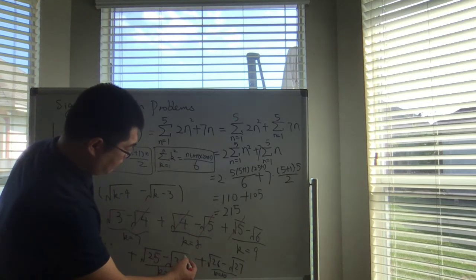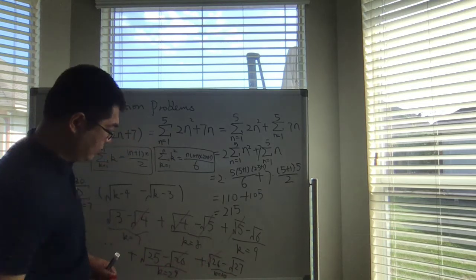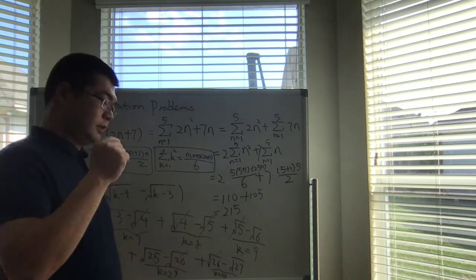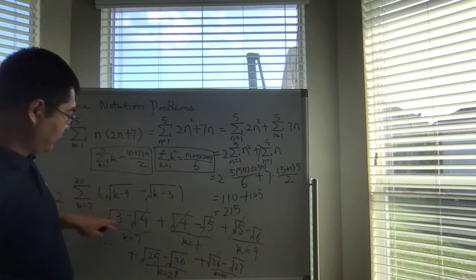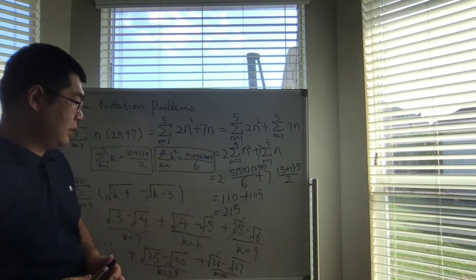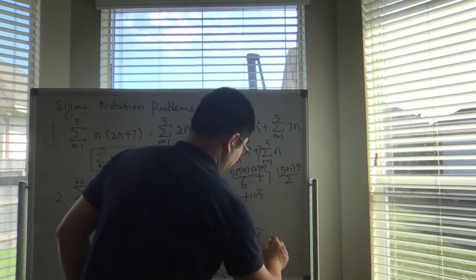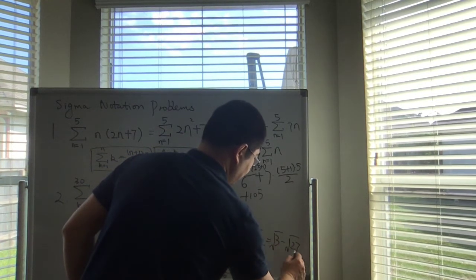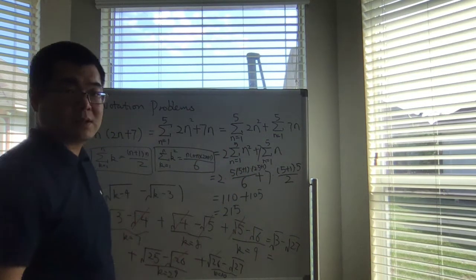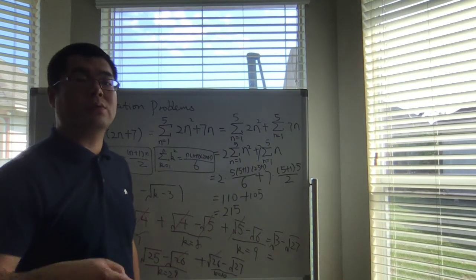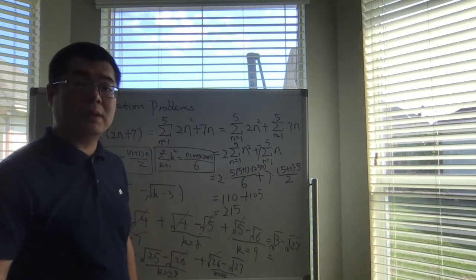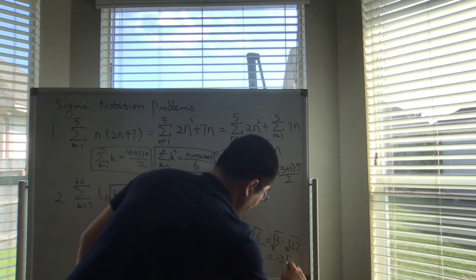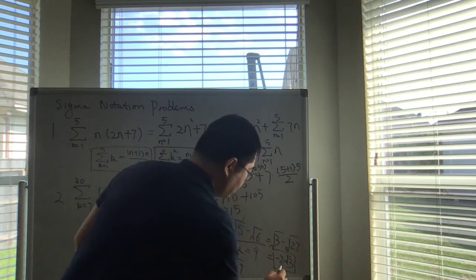This negative square root of 26 and positive square root of 26 also cancel out. So there are only 2 survivors for this summation, which is the first one and last one, okay? And if we put them together, they're gonna give us square root of 7 minus square root of 27. And the square root of 27 can be simplified into 3 times square root of 3. And you do a little bit of calculation, they're gonna give you -2 times square root of 3.